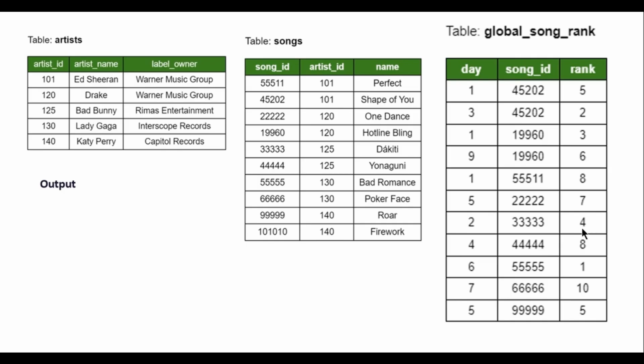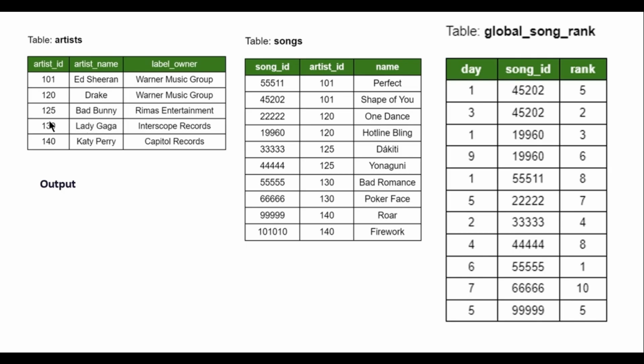So this we are also going to consider, and along with that we can see that the song ID 4444 also has one appearance, which is on day 4 with rank 10. Since both the ranks fall under the top 10 category, we are going to consider these, and the total number of appearances is 2, with rank 4 and rank 8. So the total song appearance for Bad Bunny is 2.